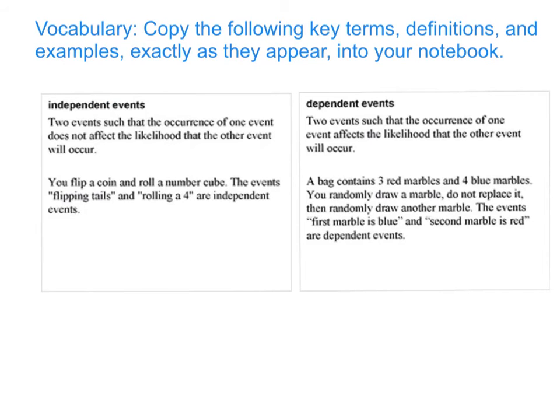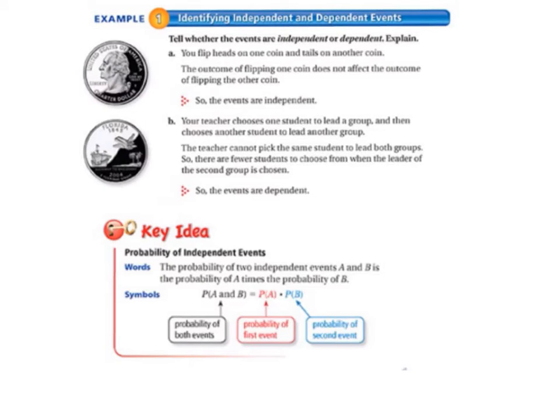Copy the following key terms, definitions, and examples exactly as they appear into your notebook. Independent events are two events such that the occurrence of one event does not affect the likelihood that the other event will occur. Dependent events are two events such that the occurrence of one event affects the likelihood that the other event will occur. Today we'll be starting on page 406 in your math textbook.